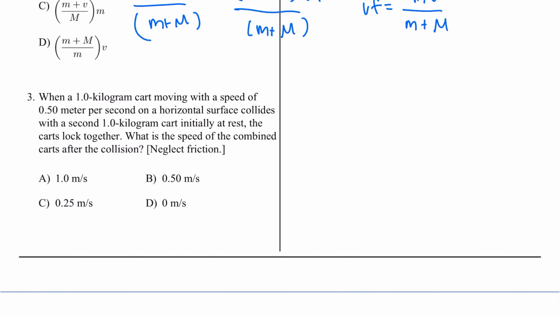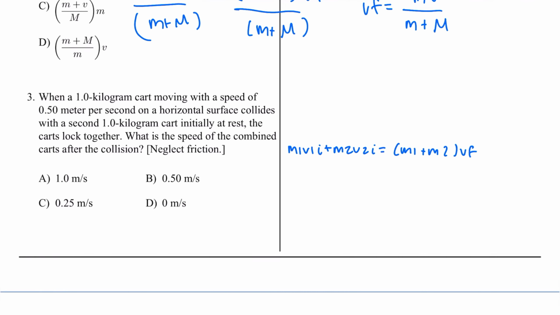What is the speed of the combined carts after the collision? So this question is asking us for the final velocity of the system after the collision. It tells us that the carts lock together, so this is a sticky, inelastic collision. To find final velocity, we can use the equation m1 v1i plus m2 v2i equals (m1 plus m2) times vf. And we just have to plug in.